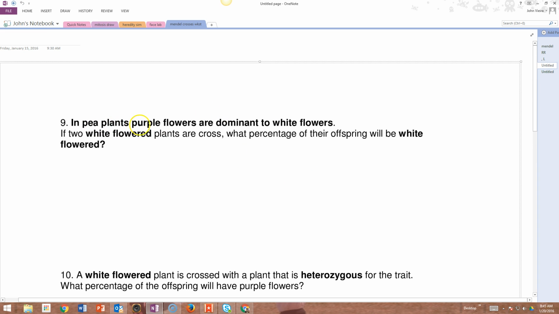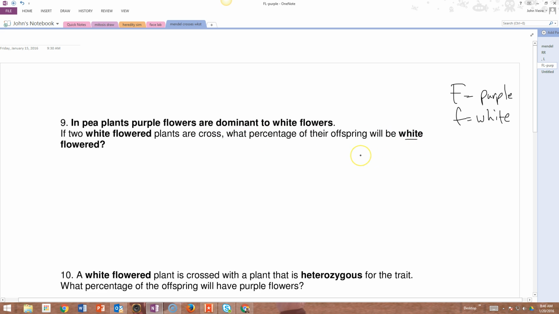Okay, so in pea plants, purple is dominant to white. Guys, put the trait off to the side, right? This is purple. I'm using F's because I don't like using P's. Purple is dominant to white. I'm going to be using the letter F. You guys can use whatever you use. If two white flowered plants are crossed, what percentage of their offspring will be white?